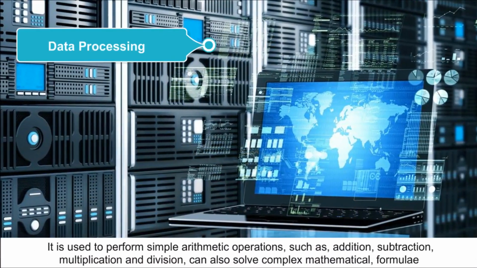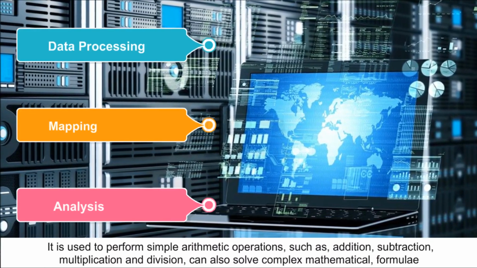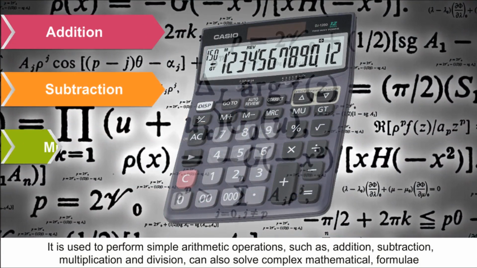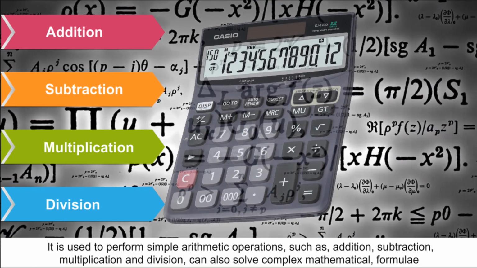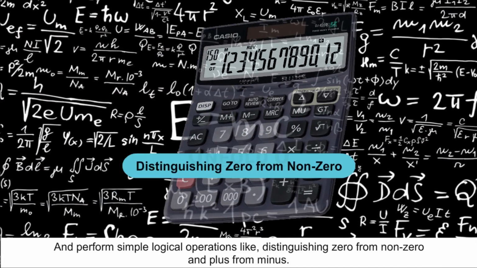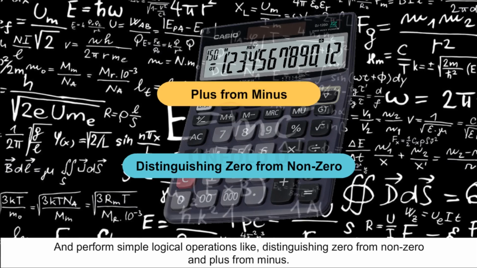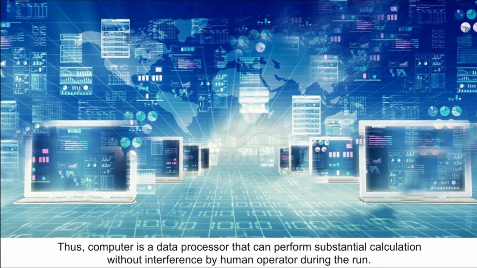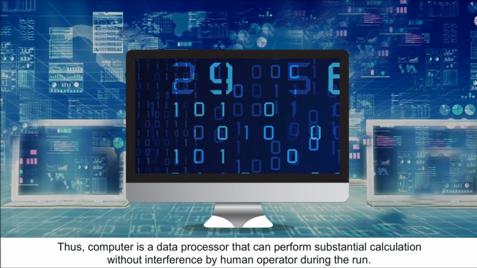It is used for data processing, mapping, analysis, and to perform simple arithmetic operations such as addition, subtraction, multiplication, and division. It can also solve complex mathematical formulae and perform simple logical operations like distinguishing zero from non-zero and plus from minus. Thus, computer is a data processor that can perform substantial calculation without interference by human operator during the run.